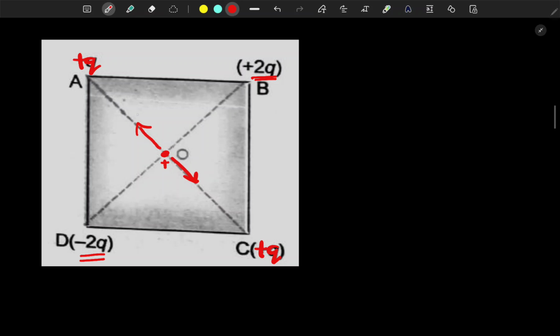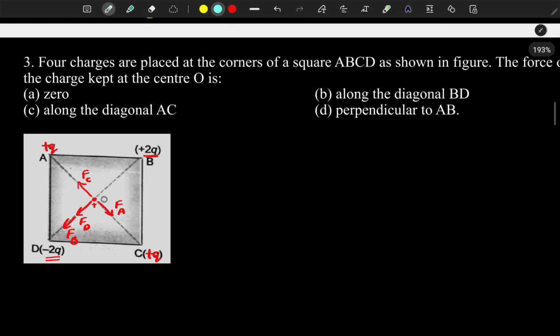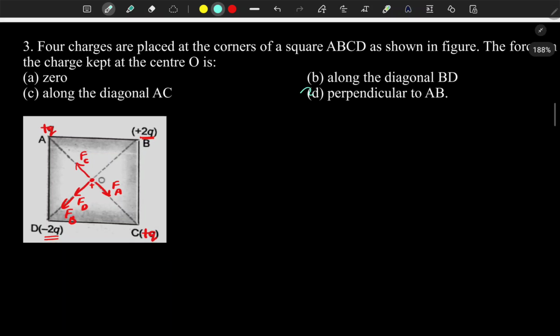If it is a positive charge, the force due to the charge at C is opposite to the force due to the charge at A, so they get cancelled. FA is equal to FC, so they cancel. But due to the negative charge, the force will be attractive, and due to the positive charge, the force will be repulsive. So that results in the movement of charge O in this particular direction, that is BD. Therefore, the charge moves along the diagonal BD. So option B is correct.